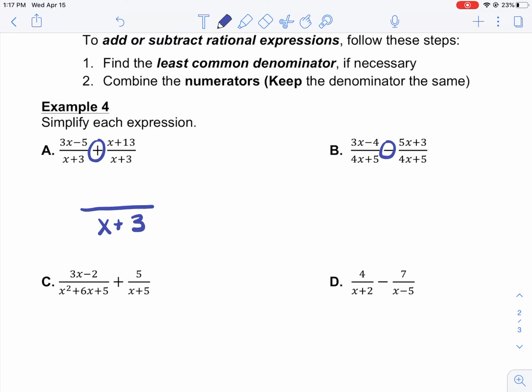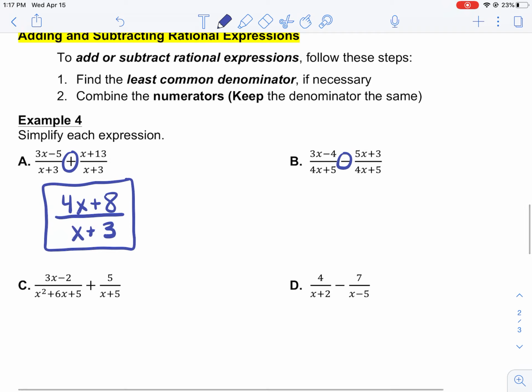So for this first one, we have 3x plus x is 4x. And then -5 plus 13 is going to be +8. And so the answer is just (4x plus 8) over (x plus 3). Okay, when you subtract, you just have to be careful. You have to make sure that you subtract both terms in the second numerator.